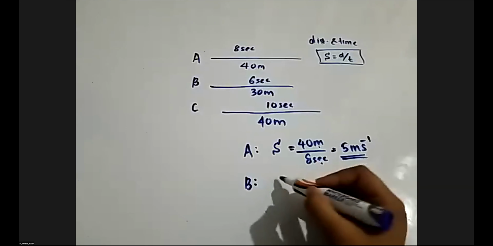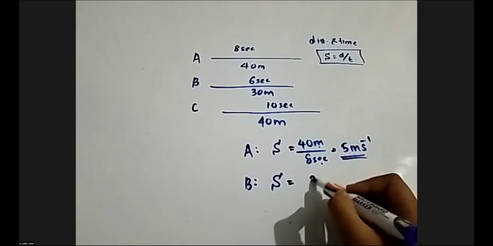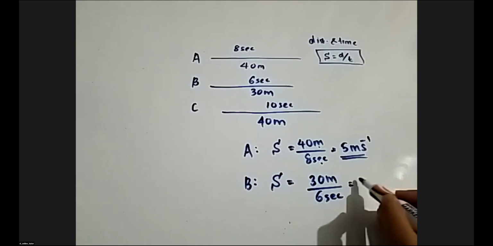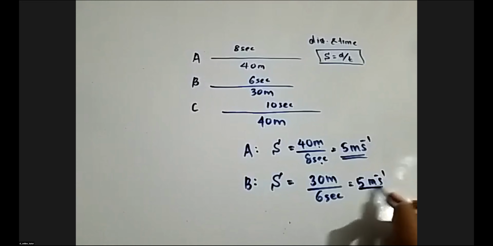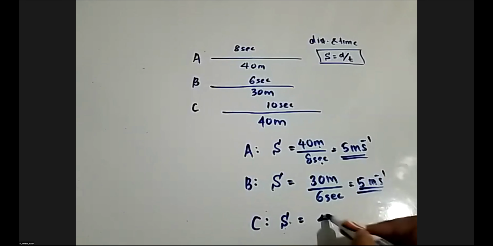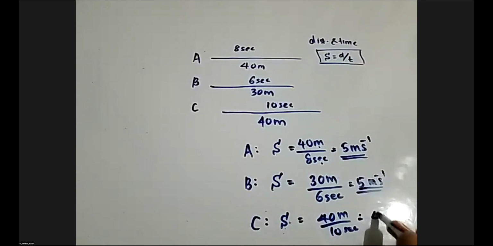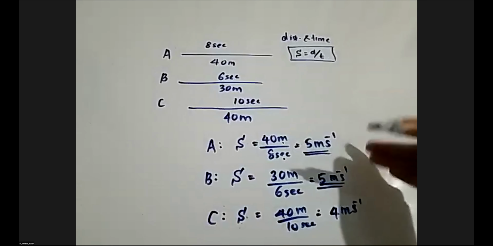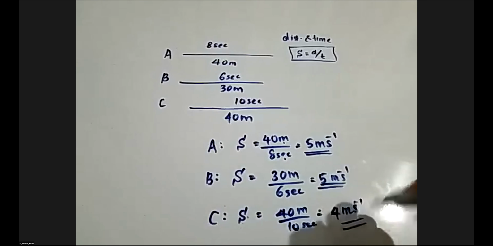For person B, speed equals distance, 30 meters, over 6 seconds. So it is 30 divided by 6, again 5 meters per second. For person C, the speed is equal to the distance 40 meters divided by 10 seconds. So we get 4 meters per second. Now what can you see here? 5 meters per second, 5 meters per second, and here 4 meters per second.